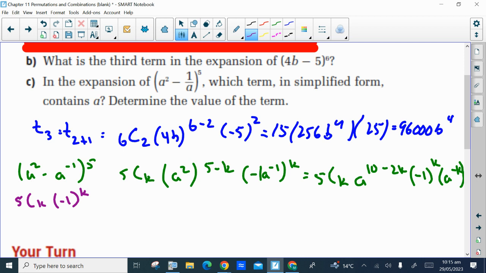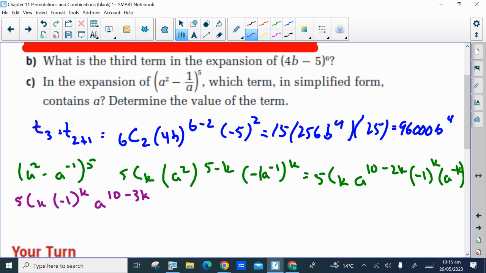When you multiply powers with the same base, you add the exponents and keep the base the same. That'll give us 10 minus 3k, because you have to add negative 2k and negative 1k together. So for the two factors that have the base of a, you add their exponents together. 10 minus 2k plus negative 1k gives us 10 minus 3k.